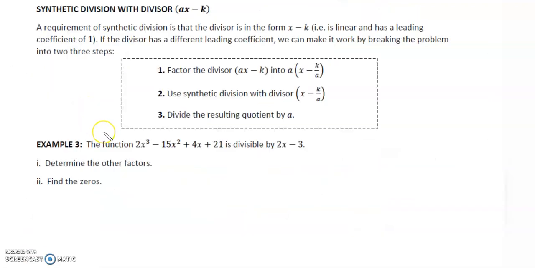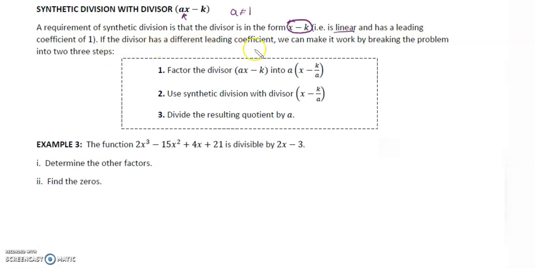So synthetic division with a divisor, ax minus k. So this time we're looking at the coefficient of non-1, so like a does not equal 1, essentially. A requirement of synthetic division is that the divisor is in this form. And that's what I kind of talked about earlier. It doesn't matter because when you solve for the root, it just figures itself out. So we require it to be linear and to have a leading coefficient of 1.